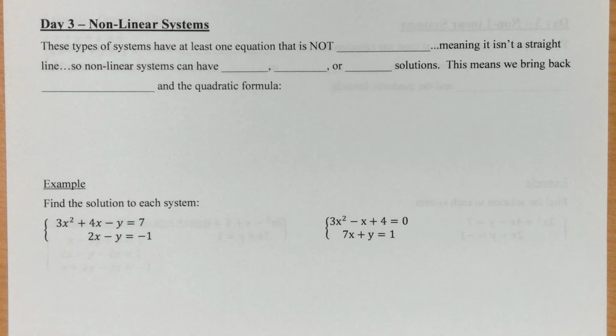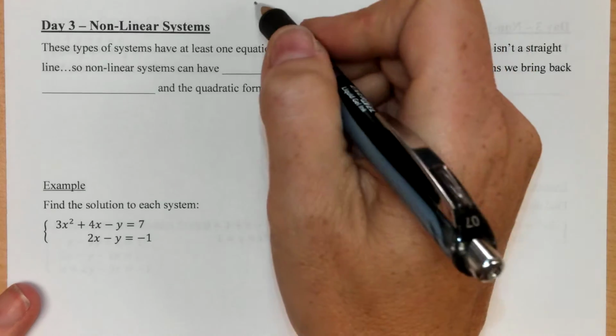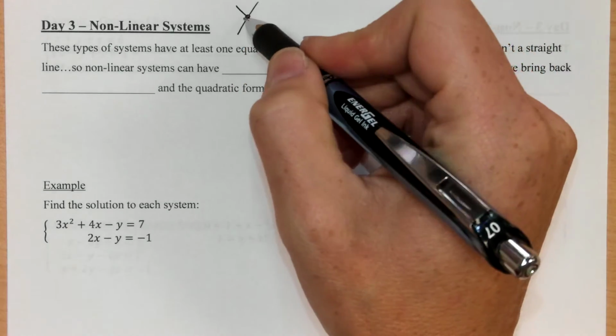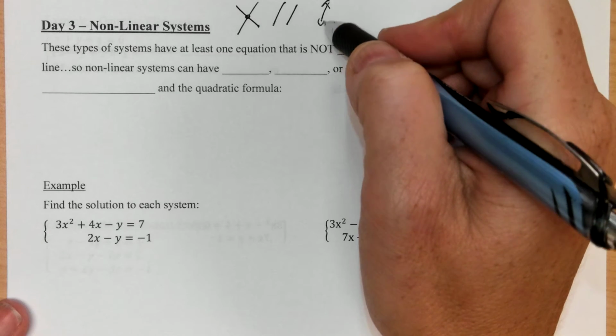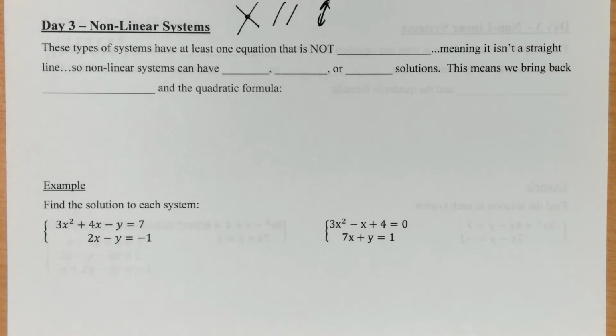All right, this is systems day 3, which are nonlinear systems. So we have totally been focused on two equations of two lines, finding where they intersect, finding out that they're parallel and don't touch, or finding out that they are on top of each other and are the same line. Now we're going to move into something where it's not linear, which means curved surfaces.